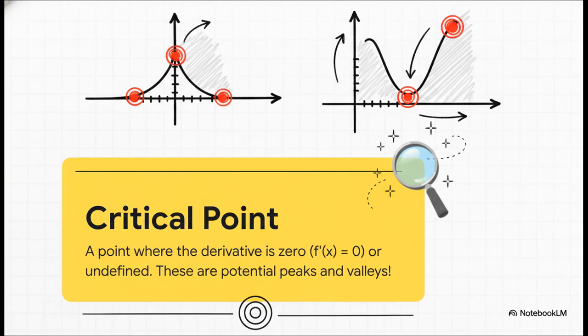Think about it. If a function goes from increasing to decreasing, or the other way around, it has to pass through a point where the slope is totally flat, right? Perfectly horizontal, a slope of 0. We call these moments critical points. These are the hot spots, the places where all the action happens, signaling a potential peak or a valley. Finding them is our very first mission.